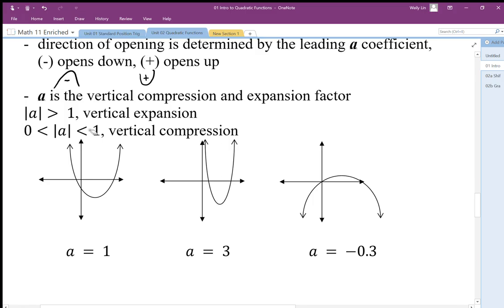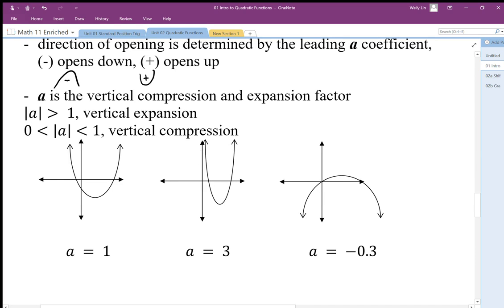If it's a decimal value or a fractional value, it's wider. Okay, so in this case, the 0.3 indicates it's not wider, it's shorter. Okay, and it's all relative to A equals 1. Okay, so here again, since A is negative, it's upside down. A is positive, it's right side up.